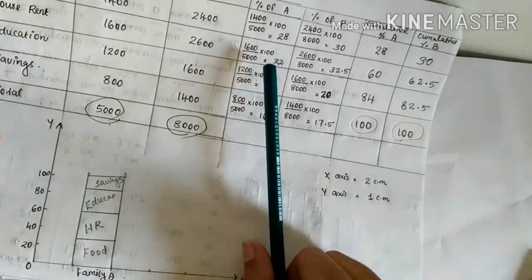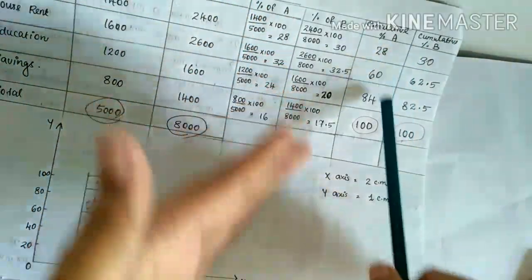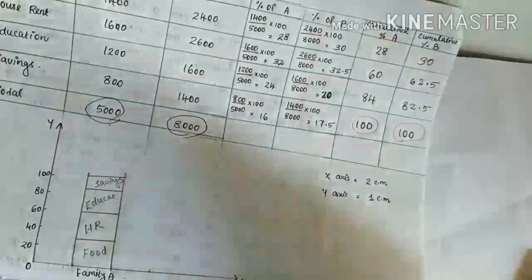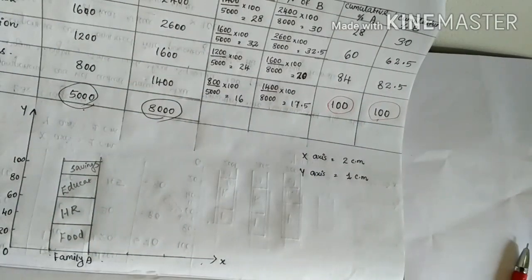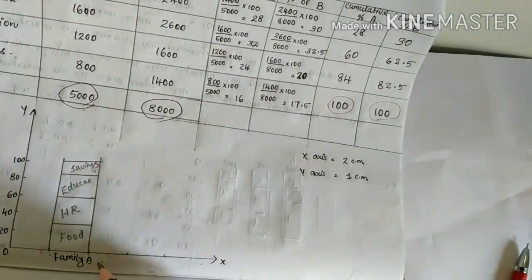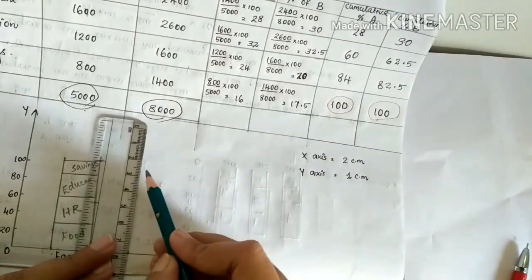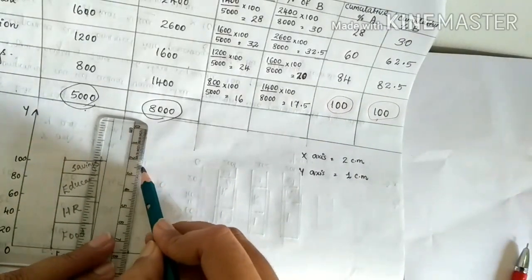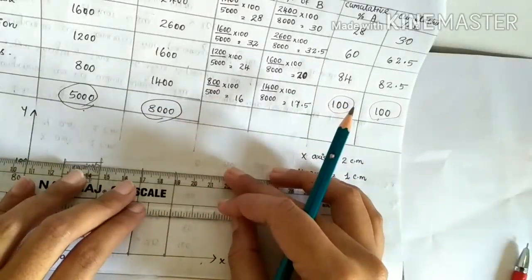While calculating the percentage of A and B, next you have to concentrate on the cumulative percentage of A and the cumulative percentage of B. Here you have to draw family B, providing 2 centimeter space for family B. Then first we have to draw the total length, that is 100. Total length is always uniform, that is always 100.